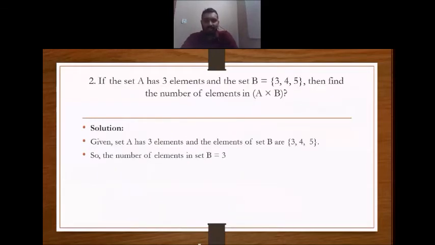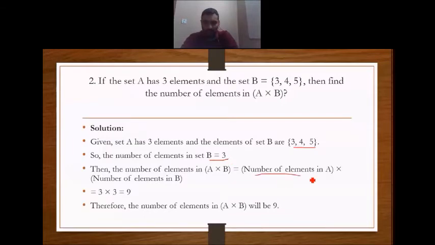So set A has 3 elements, set B has also 3 elements. So number of elements in A cross B is number of elements in A into number of elements in B. So 3 into 3 it is 9. Number of elements in A cross B equal to 9.